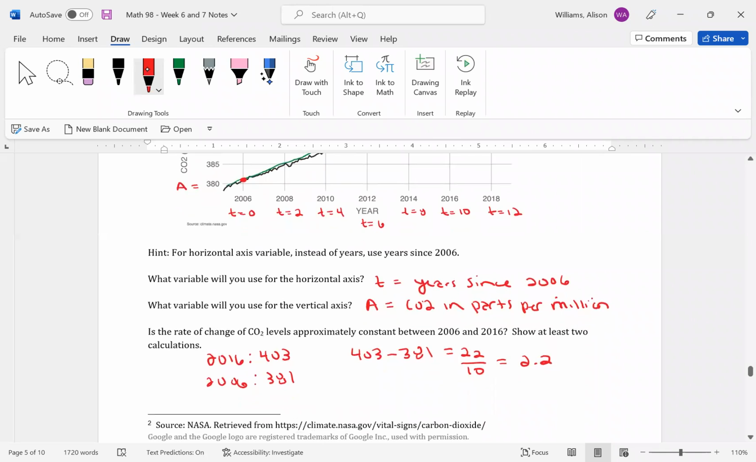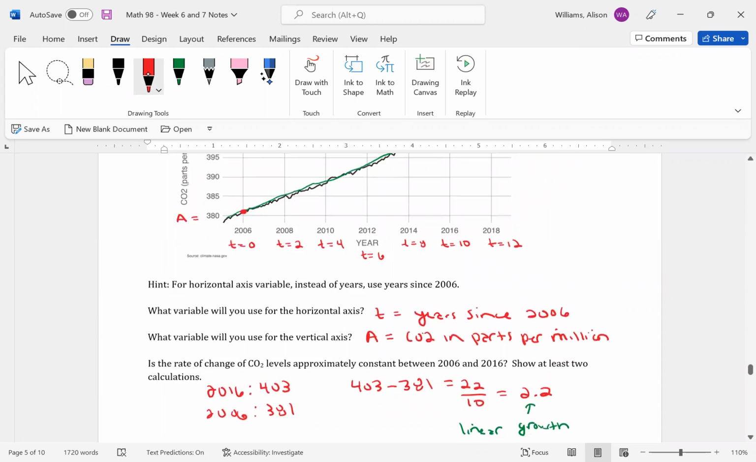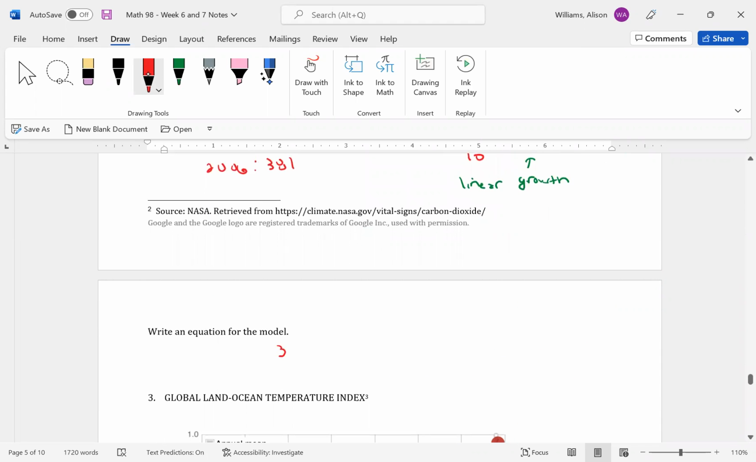All right, show at least 2 calculations. I don't know what they mean by that, so I'm just going to ignore it, because what I just found right here is my growth. That's the linear growth rate. So if I want to make an equation, I'm going to take my initial value of 381, and I'm going to add 2.2 every year. That's going to result in the atmospheric measurement of CO2. So there's my equation.